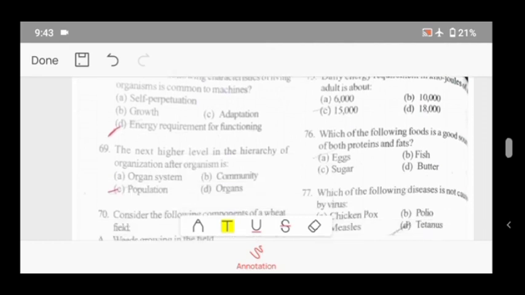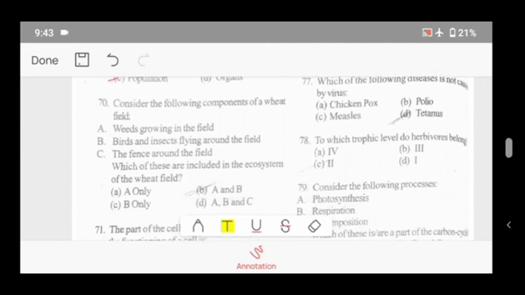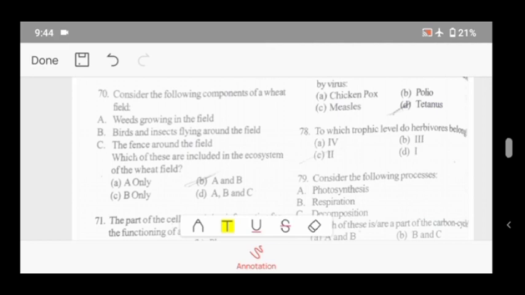15,000. Which of the following food is a good source of both proteins and fats? The answer will be egg. Which of the following disease is not caused by the virus? So the answer will be D. To which trophic level do herbivores belong?